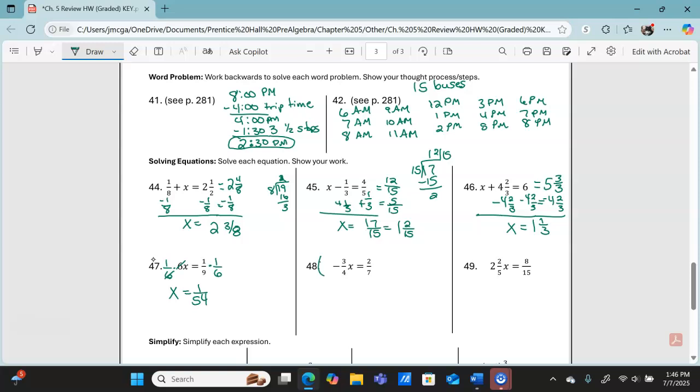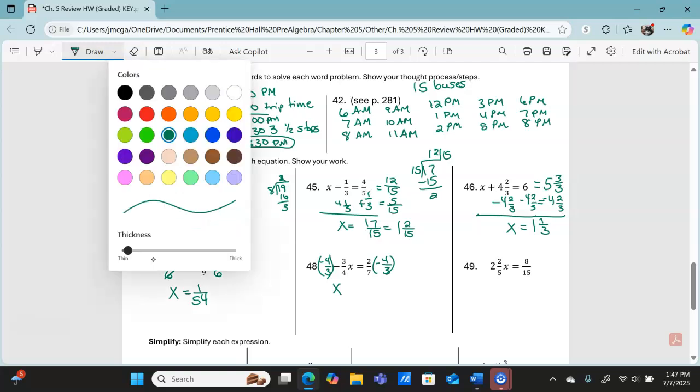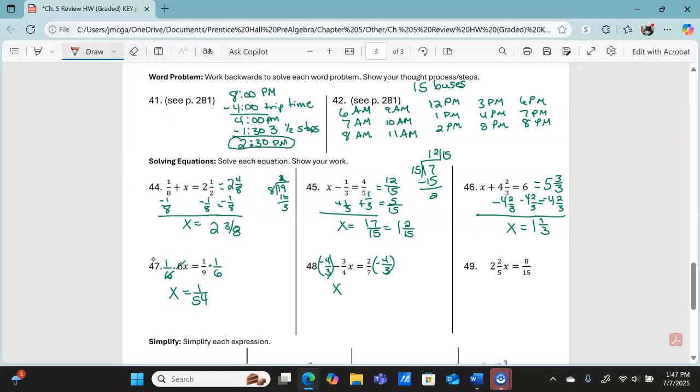On 48, I'm going to multiply by the reciprocal of 4/3. Notice I am using a negative, so I can get that negative to become a positive over here. And you can see over here, the 3 will cancel, the 4 will cancel, and negative times a negative is a positive. And then on this side, nothing will reduce. So we just have 2 times -4 is -8. 7 times 3 is 21.